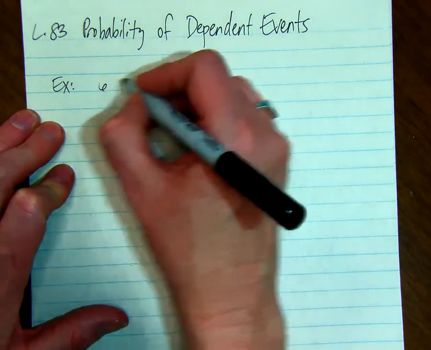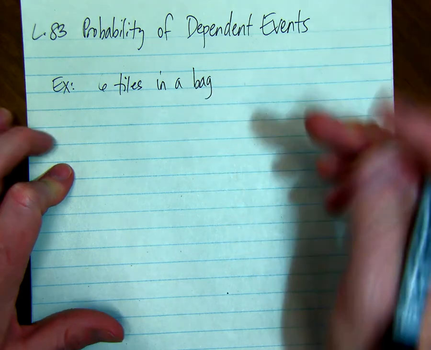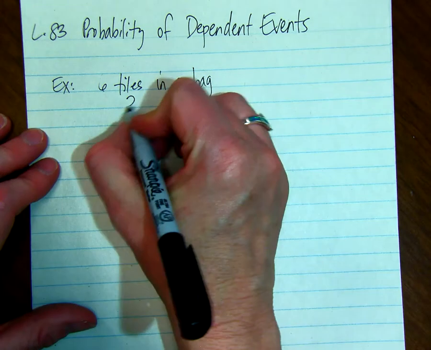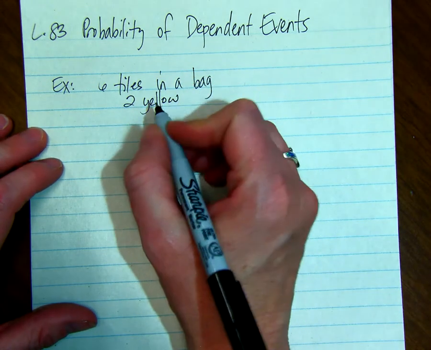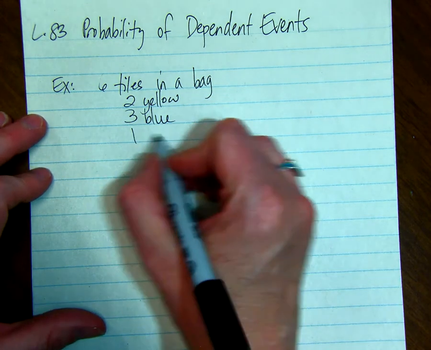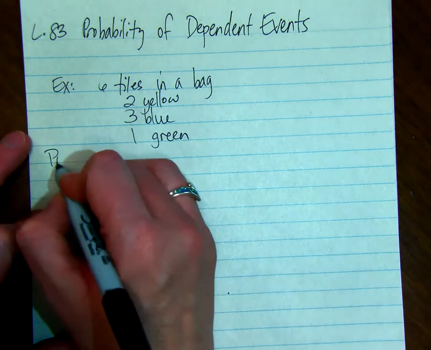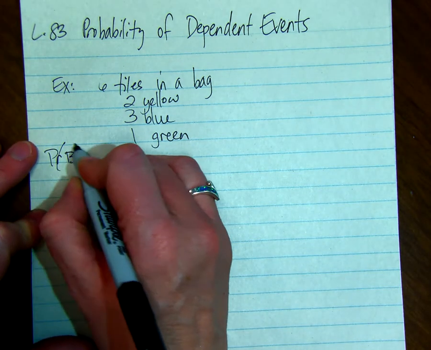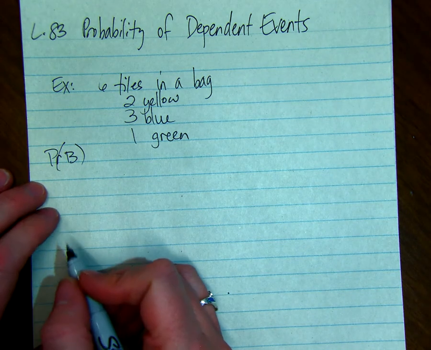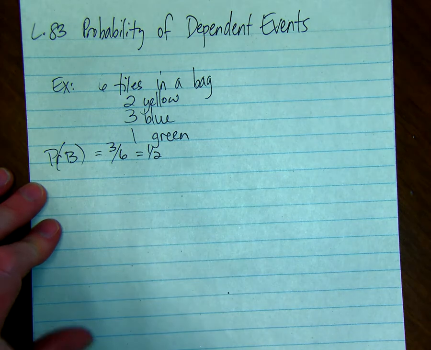If we have 6 tiles in a bag, those are just little square colored tiles. 2 of them are yellow, 3 are blue, and 1 is green. So what's the probability of drawing a blue? Probability of blue is 3 out of the total 6, or 1/2.